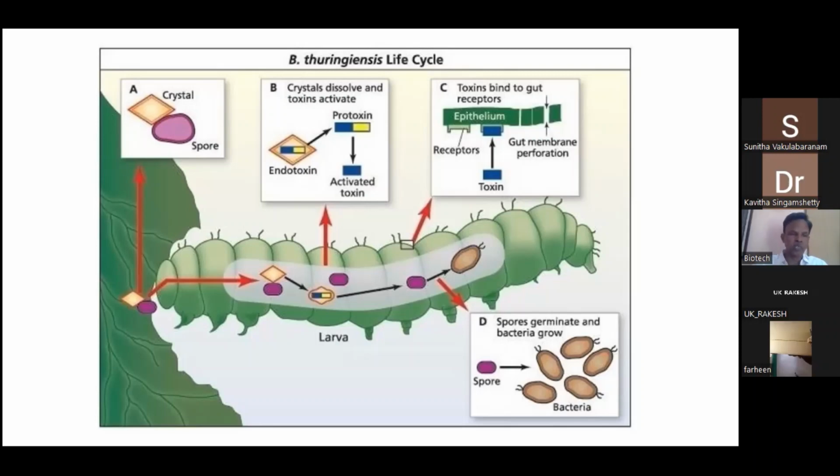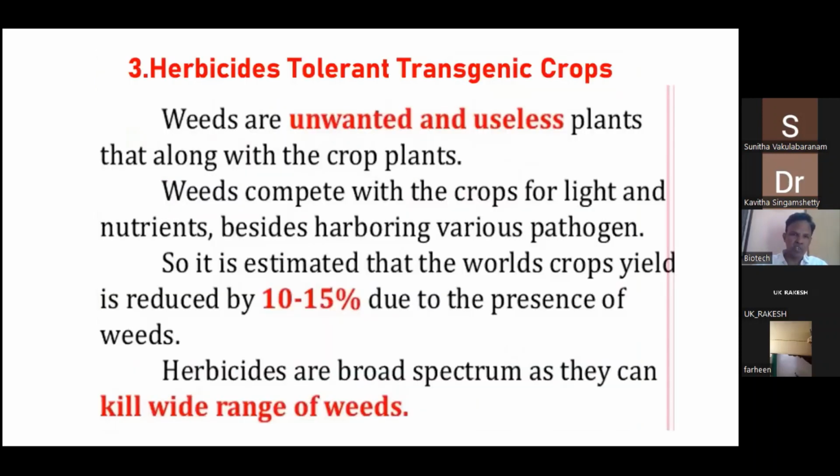So they are producing crystal proteins through genetic engineering, right? So this is the second example that we can see. But then the next example that we are talking about is herbicide tolerant transgenic crops. Herbicide tolerant transgenic crops. See, this is one very interesting thing.